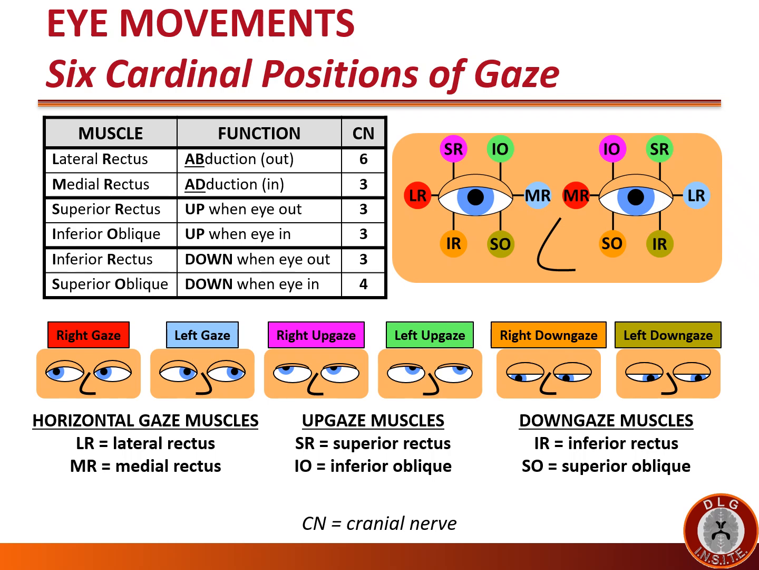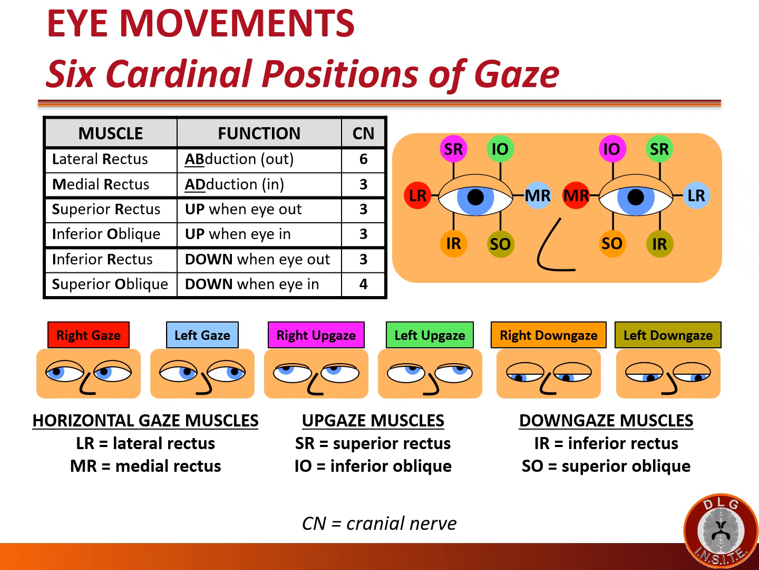The lateral rectus abducts the eye, makes the eye look out, as you can see in this depiction. The medial rectus makes you look in, adducts the eye. The lateral rectus is cranial nerve 6, and the medial rectus is cranial nerve 3. Looking down below here at the different right gaze and left gaze depictions, the right gaze would be the right lateral rectus and left medial rectus, which make you look to the right. And left gaze would be the left lateral rectus and right medial rectus, which makes you look to the left.